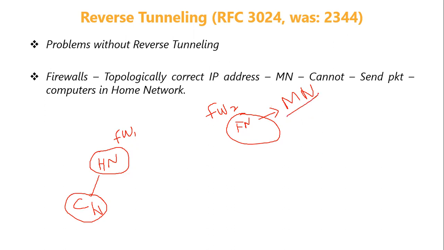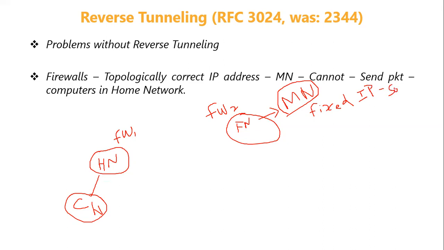Now what happens here? When the mobile node sends a packet, every packet will have a source IP address and a destination IP address. The source IP address of the packet originating from the mobile node will be its fixed IP address. What is its fixed IP address? It is nothing but the IP address it has when it is in the home network. With that IP address as the source IP, it will send the packet.